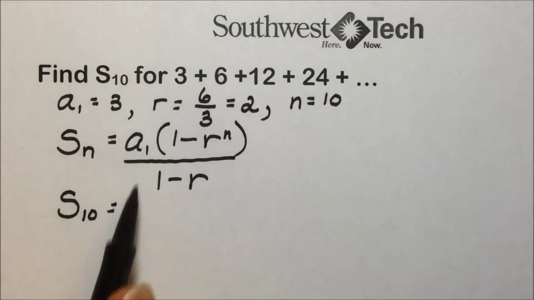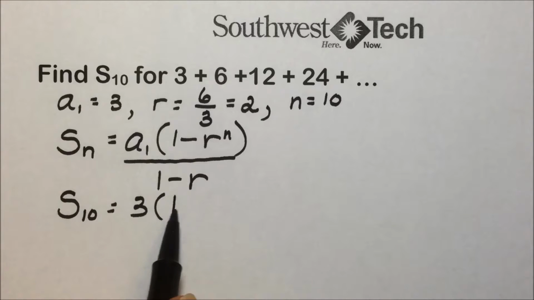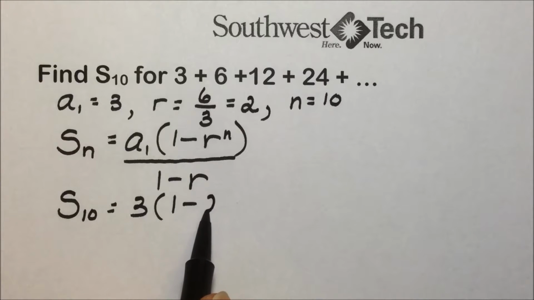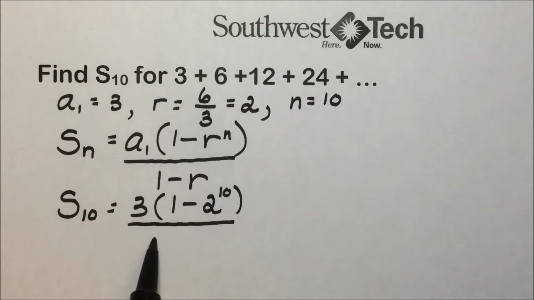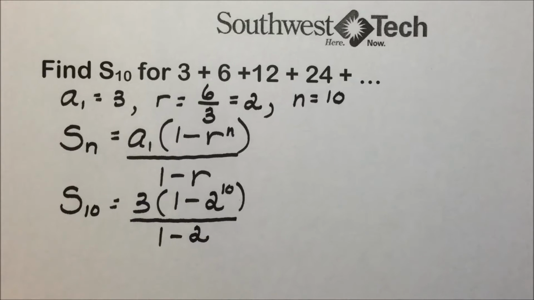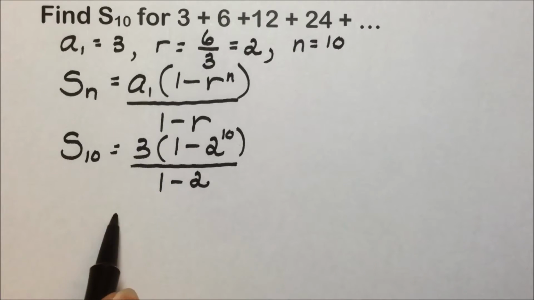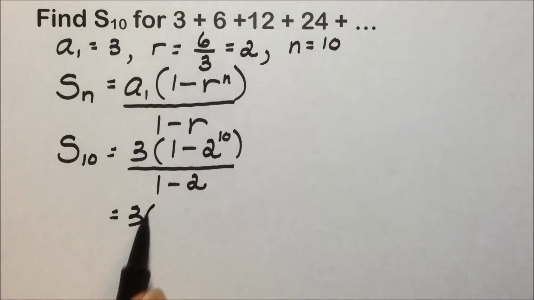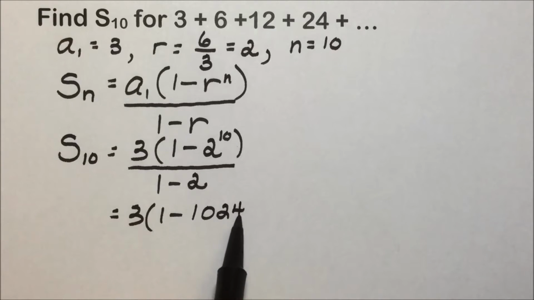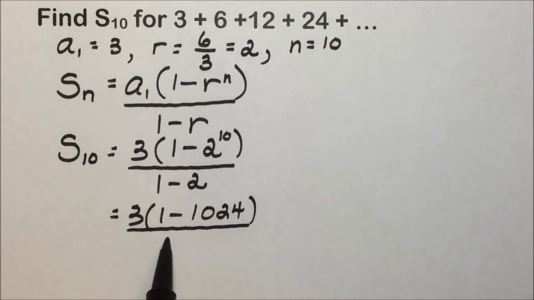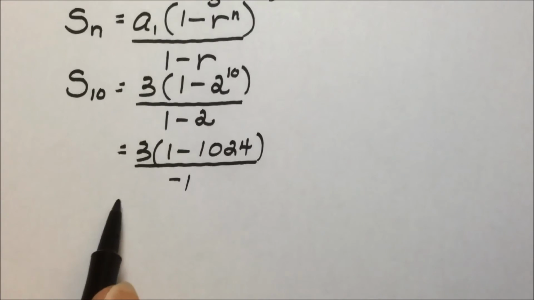Replacing those variables with the specifics for this problem, the sum of the first 10 terms in the geometric series will be found by taking 3 times 1 minus the common ratio, which is 2, to the 10th power, over 1 minus r, which is 2. Simplifying what we have here, we'll simplify inside the parentheses, and the exponent has the priority. 2 to the 10th power is 1024, over 1 minus 2, or 1 plus a negative 2, which is a negative 1.